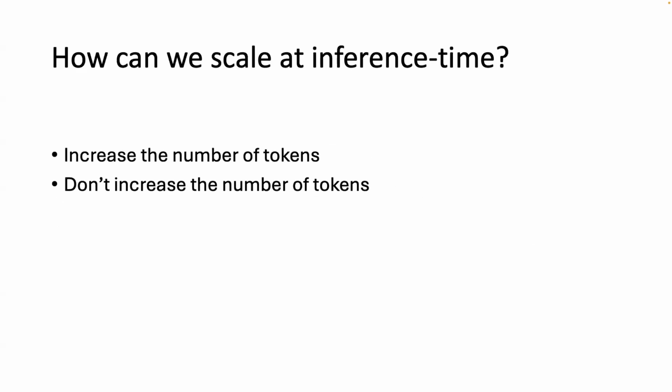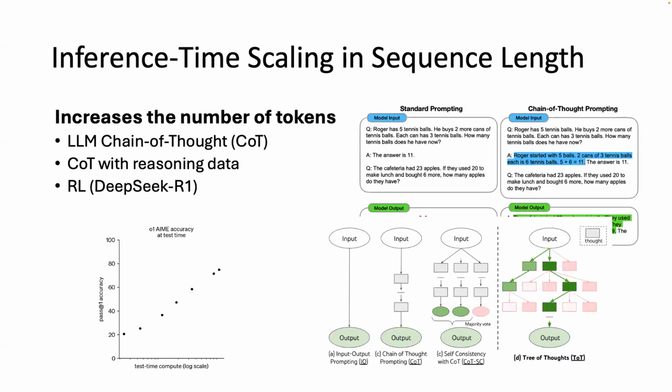So how do we scale at inference time? Test-time scaling, or inference-time scaling, has been very popular in the language model domain. Here I'm going to list two maybe trivial statements: either we increase the number of tokens or we don't increase the number of tokens. This covers literally every algorithm. Of course, this kind of categorization has its own dependencies. In the case of increasing the number of tokens, this is very natural.